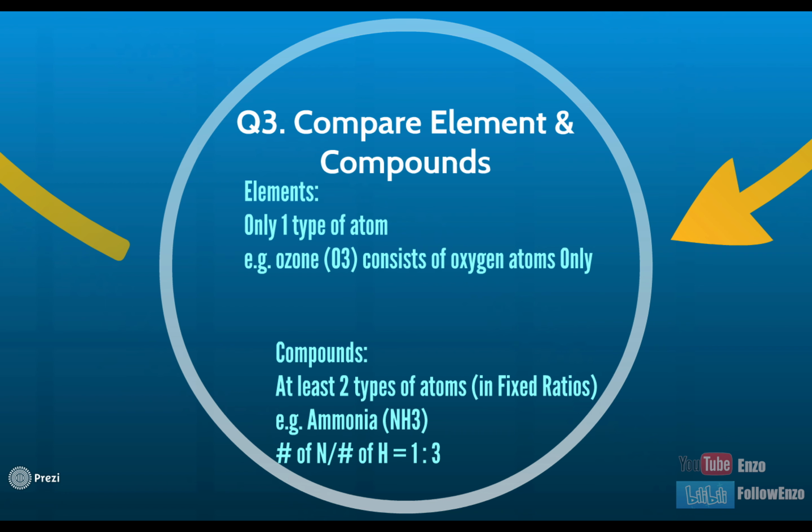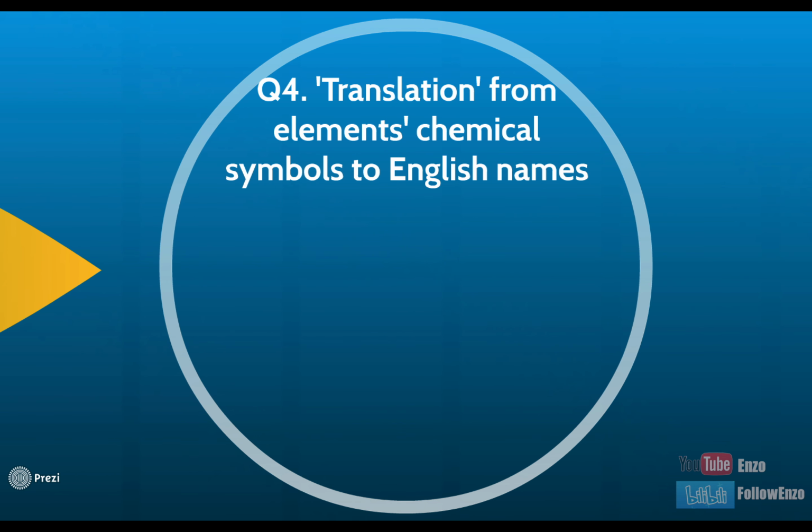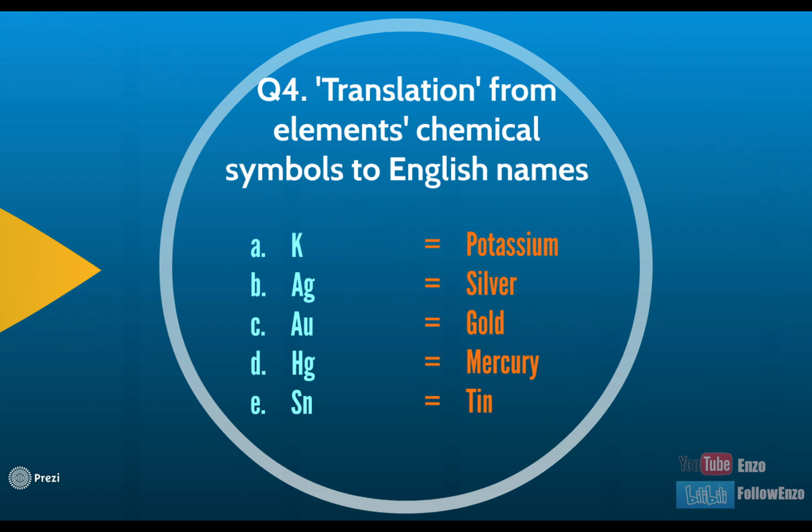Our last question is translation from elements' chemical symbols to English names. This question tests how familiar you are with elements, especially for their names. Answers are here. And if you have difficulties working it out, please go back to your periodic table and have a look at elements' names carefully. You are not required to recite every element's English names, but at least you should know about some frequently seen elements. Oh good!